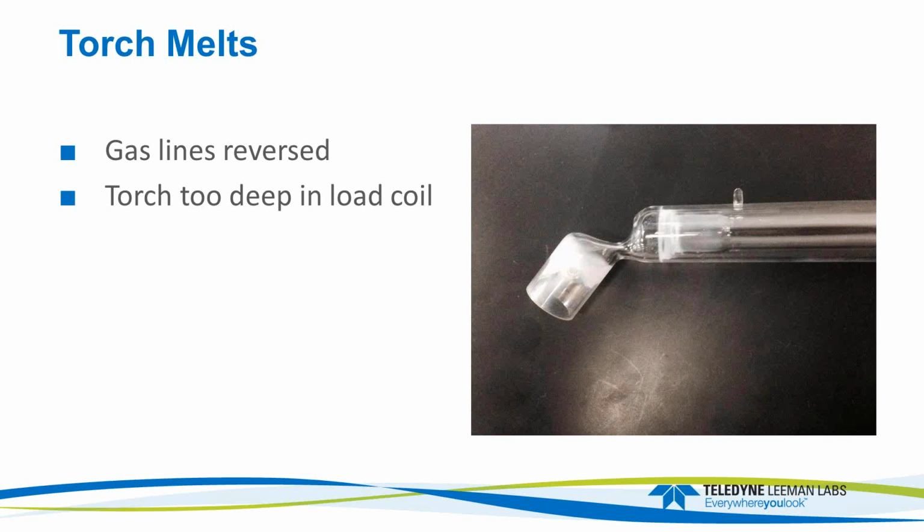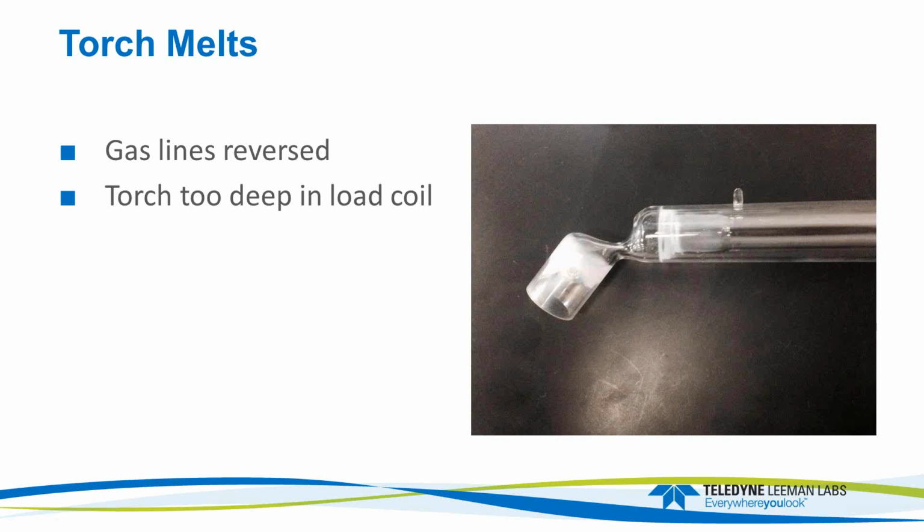Torch is too deep in the load coil, right? The plasma forms relative to the coil, not where the torch is. So if you have a system where you can push the torch all the way in so that the injector tube and that auxiliary tube, and that's this area right here on the torch, is actually in the discharge, it'll melt, right?